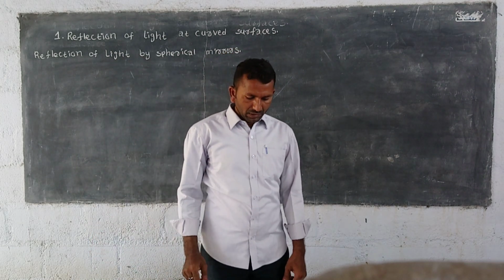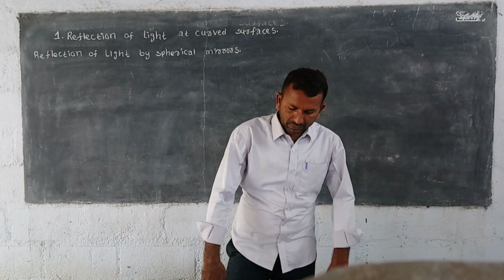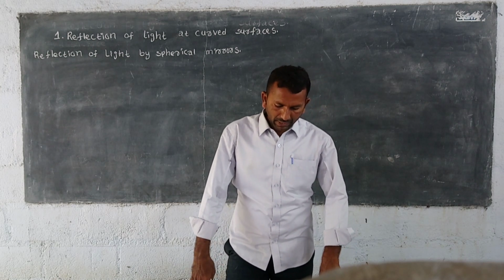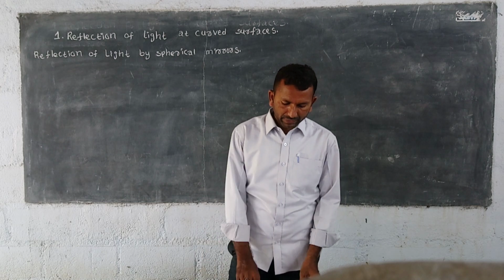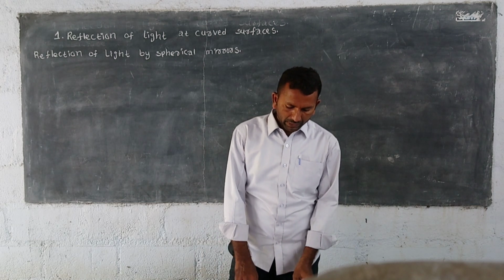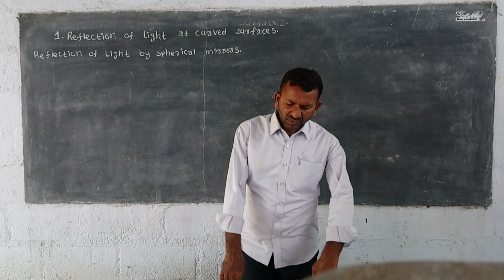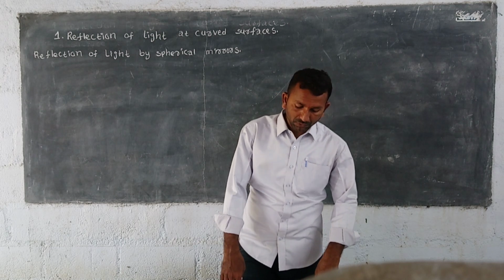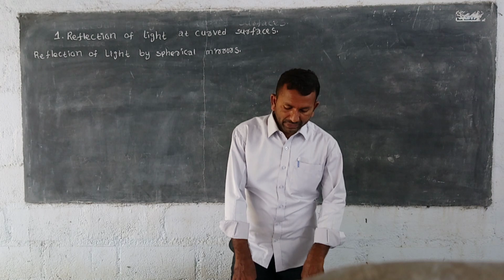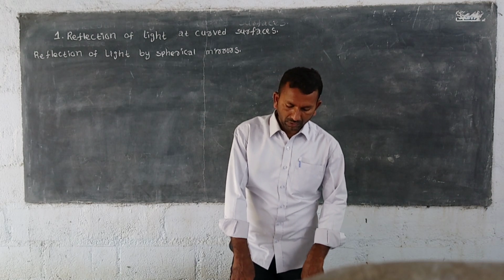Look at the book. The first law of reflection tells us a light ray incident at an angle with the normal at the point of incidence will get reflected making equal angle with the normal. This law is true for all surfaces. Underline that one. This law is true for all surfaces, be it a plane surface or a curved one.